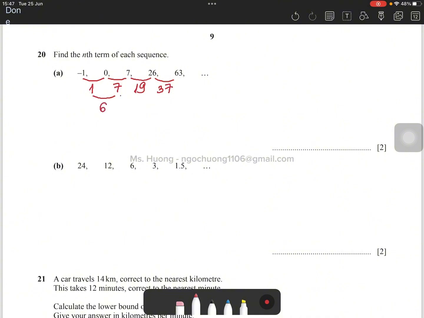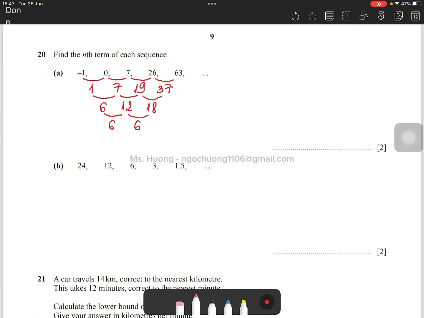1 plus 6 is 7. 7 plus 12 is 18. 19 plus 18 is 37. They're still not the same, so we need to find the third difference. 6 plus 6 is 12. 12 plus 6 is 18. Now the third difference is the same, which means this is a cubic sequence.